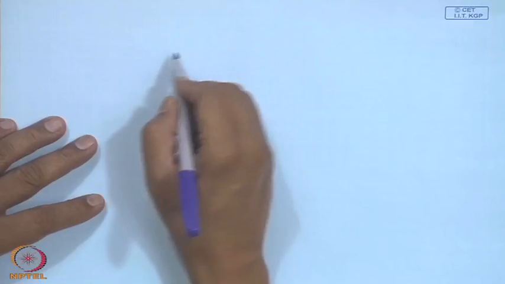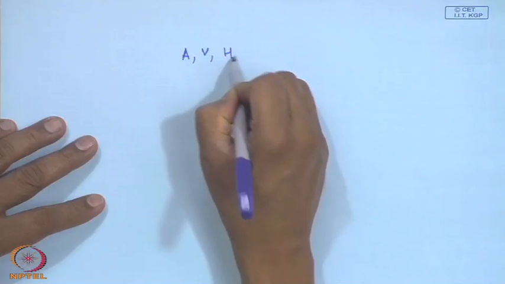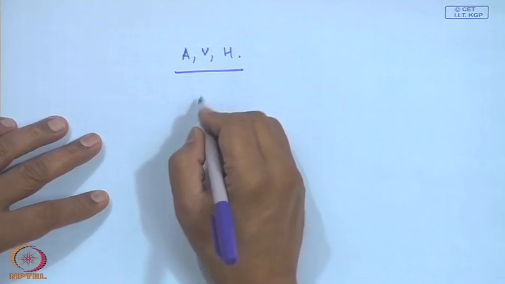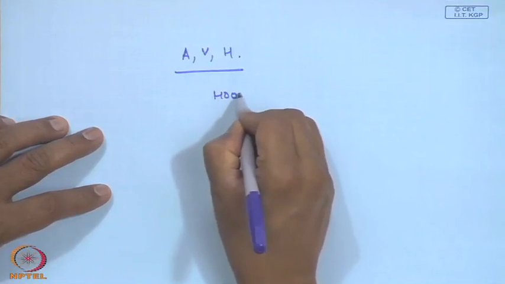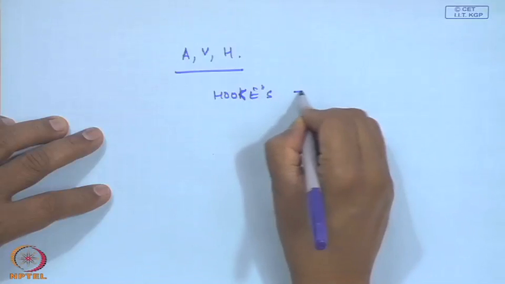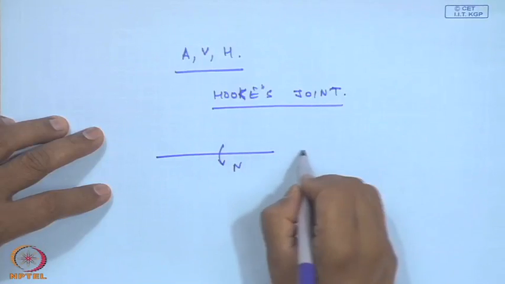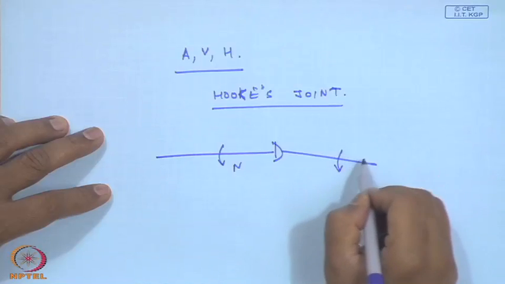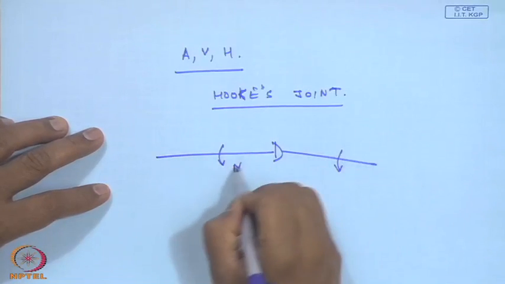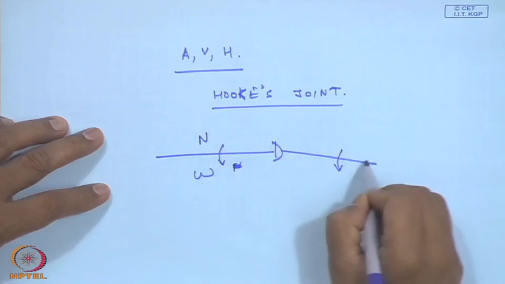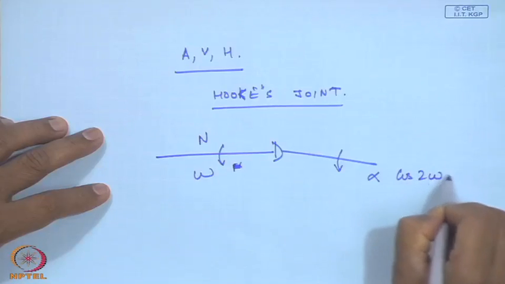Now, I will come to what is the best way to find out whether a misalignment has occurred in a system through vibration monitoring. In this, as I was telling you, we will measure at any location the axial, vertical and horizontal vibration. And if you go back to the equations of the flexible coupling or the Hooke's coupling, Hooke's joint, if I have an input shaft rotating at omega and I put a Hooke's joint, the output shaft speed will be proportional to cosine 2 omega.